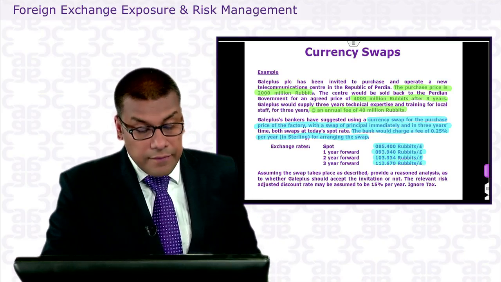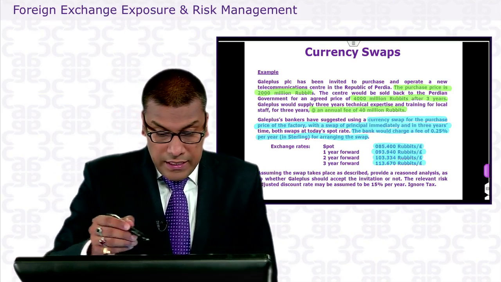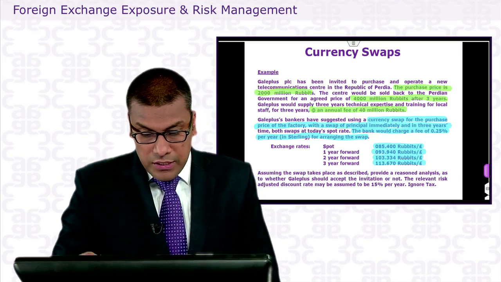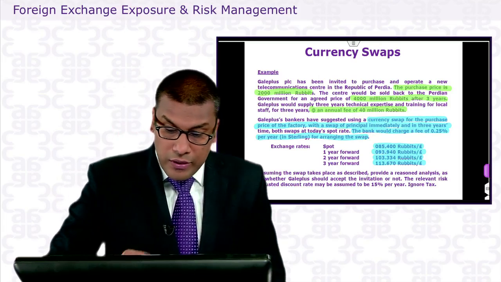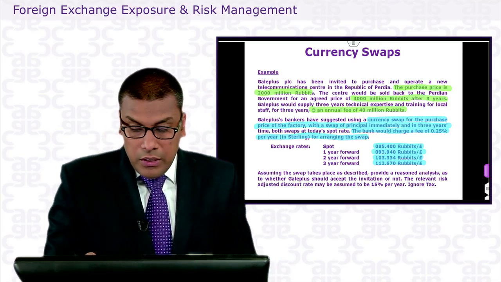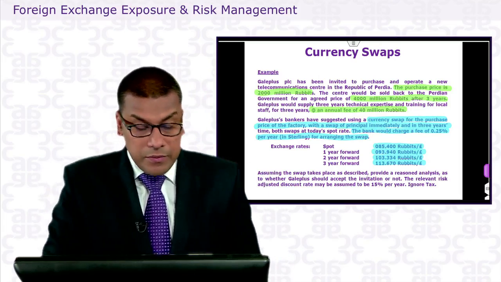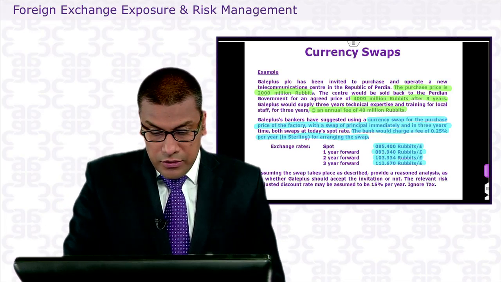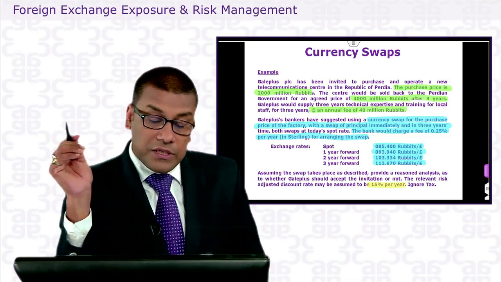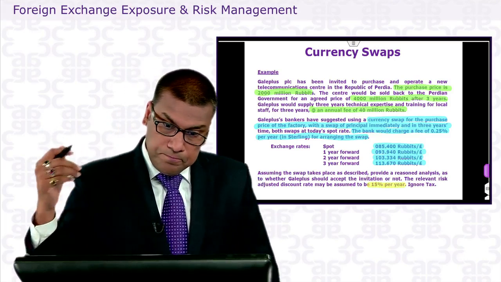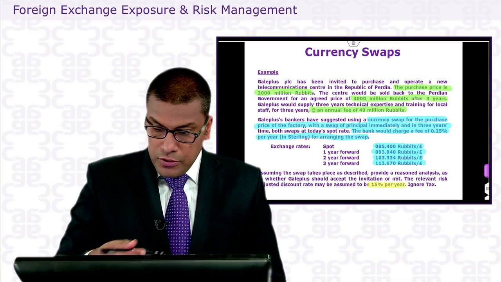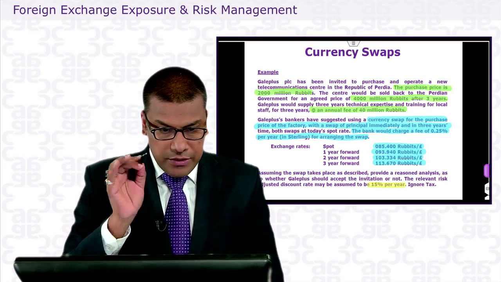Assuming that the swap takes place, you need to provide a rational analysis as to whether the firm should accept the invitation or not, wherein the relevant risks are adjusted, discounted at the rate of 15% per annum, and for simplicity the taxes have been ignored. So this is what is used. These are the pointers that we can take up.